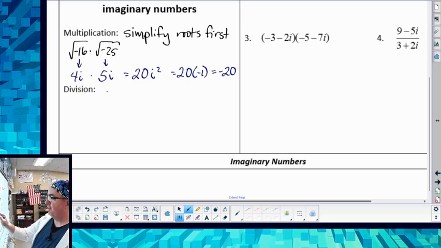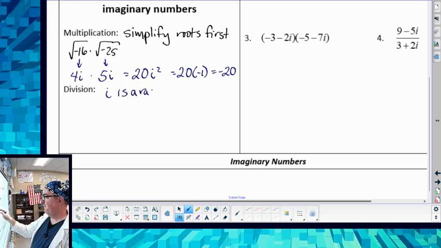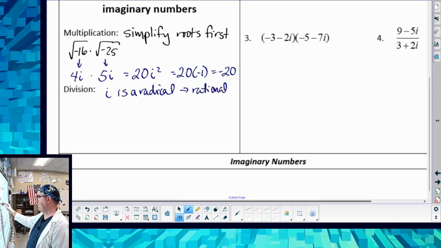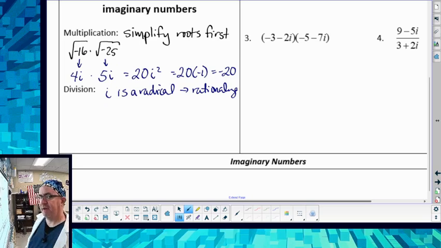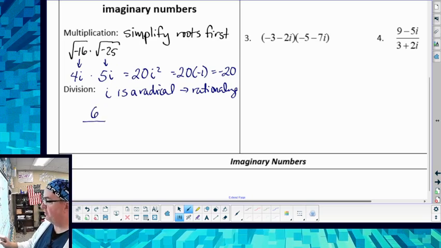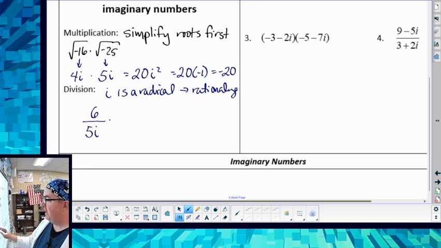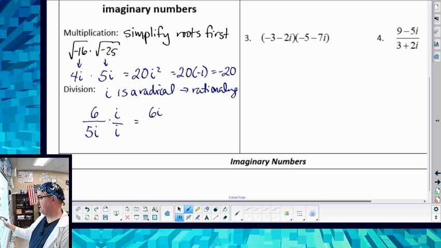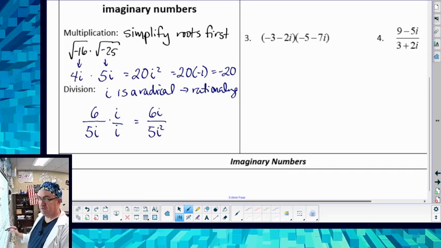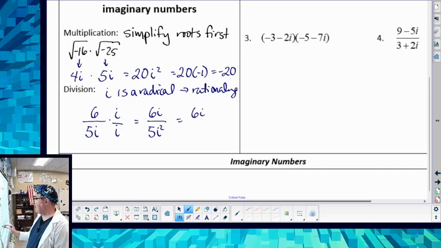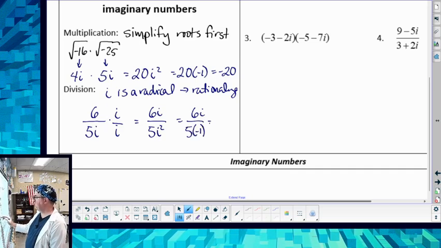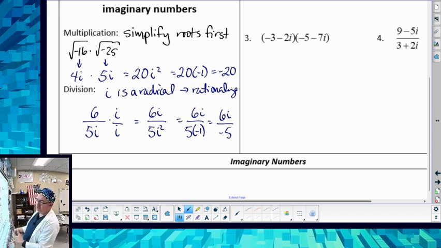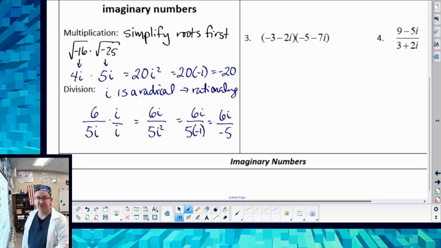For division, remember i is a radical, which means we must rationalize it. We'll do an example of a little bit more complicated one over on the right. But if I had 6 over, let's say, 5i, I would need to multiply this by i over i to get rid of the i in the denominator. So I'm going to get 6i over 5i squared, 6i over 5 times -1. And again, this is more steps than you need. I'm writing this down just so when you look back at it, you can say, oh yeah, he did this, this, this, and this. Okay, so that's the basics.